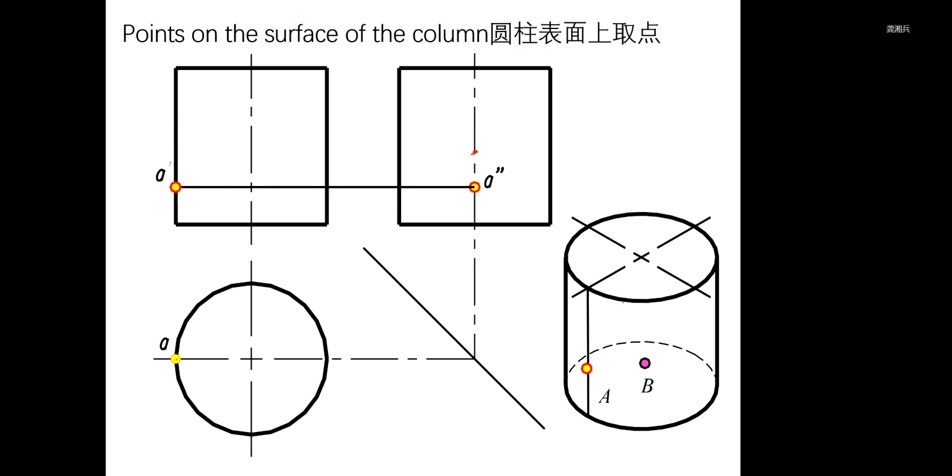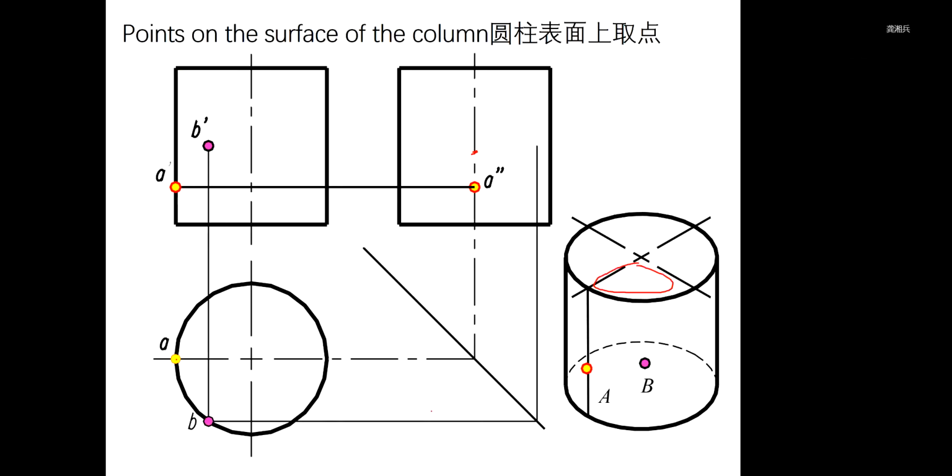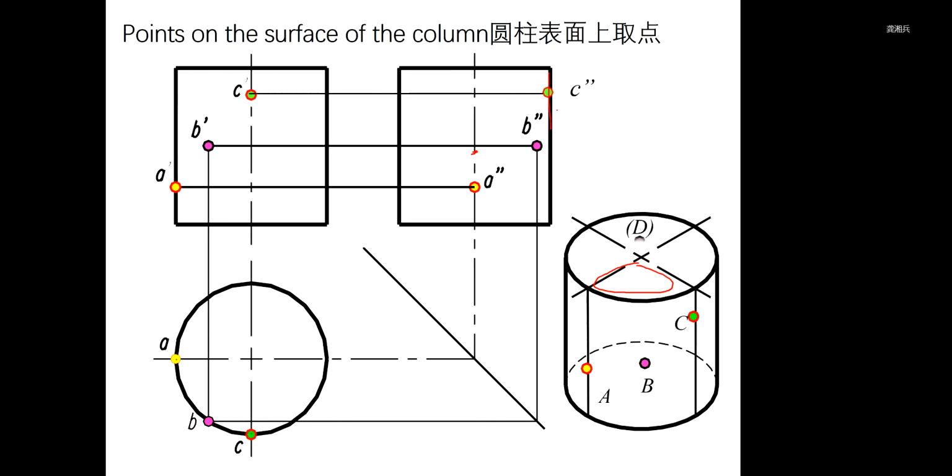B, on this part. From this direction, B should be there. From this direction, you can use this helping line and you get B there. Because B is on the left part, B is visible. Another one, C is on the front line, so C should be on the center line here. C should be here, on the lower part. So you can get C there.